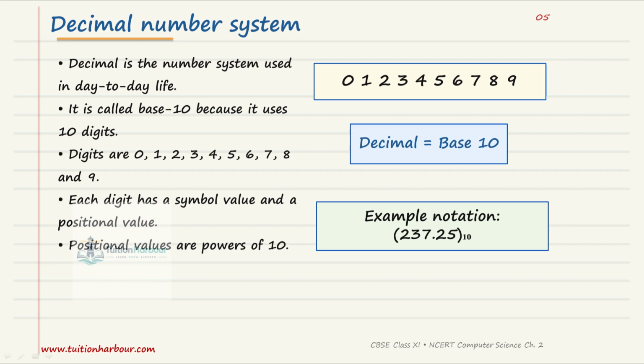Decimal is the number system we normally use in daily life. It is called base 10 because it contains 10 digits from 0 to 9. Each digit has a symbol value and a positional value based on powers of 10.